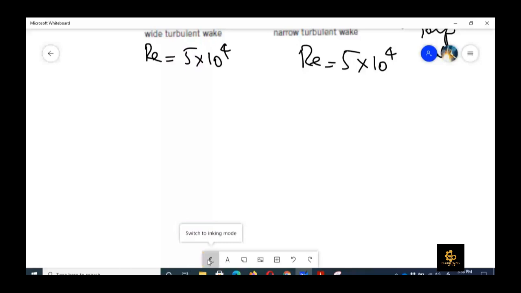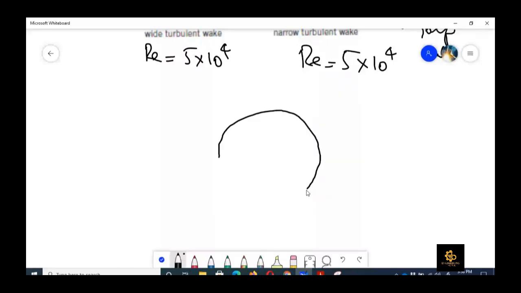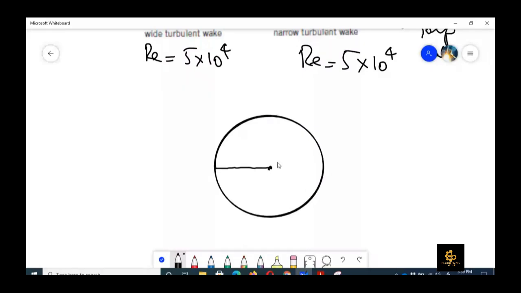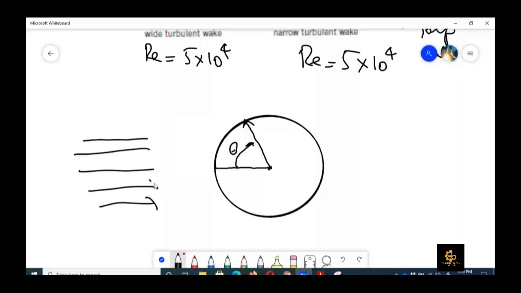Okay, so this is a cylinder, so that is good. This was the center. If we measure the angle from here in the clockwise direction, we call it theta. Usually when the flow comes here, if the boundary layer is laminar on the surface of the cylinder, then the flow would separate at theta equal to 80 degrees. At this location, this is the flow separation point.